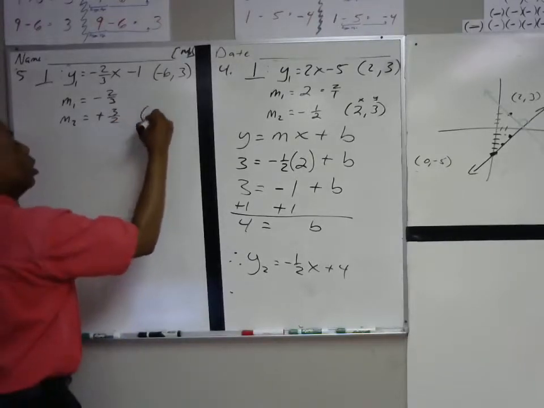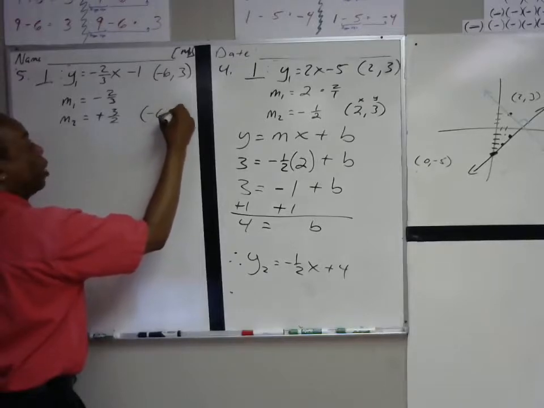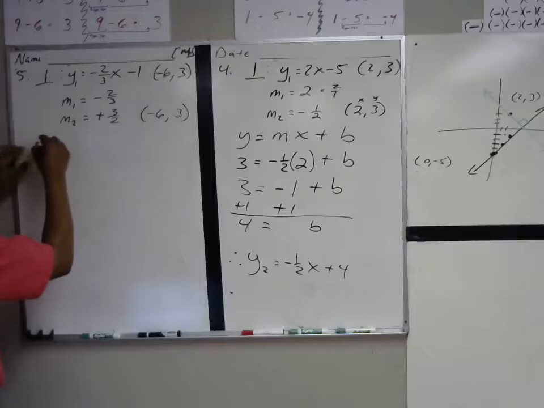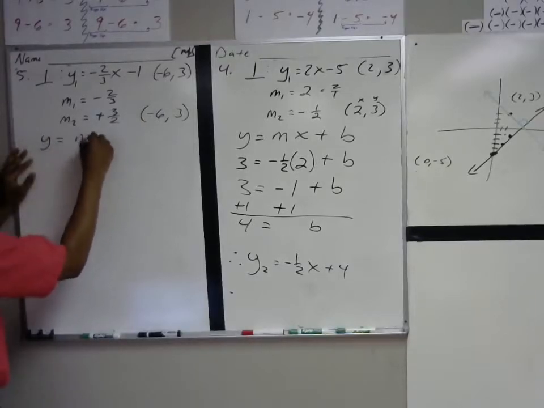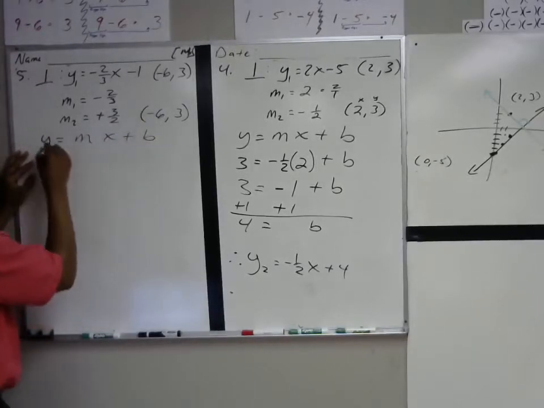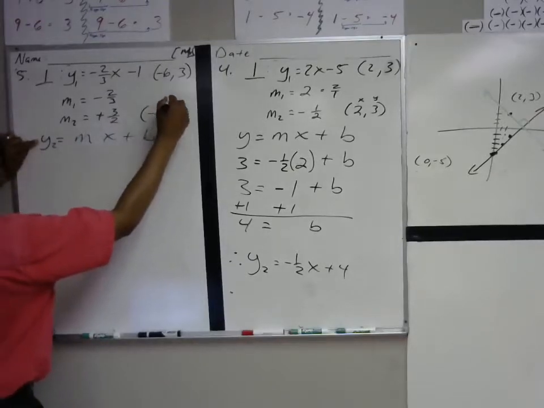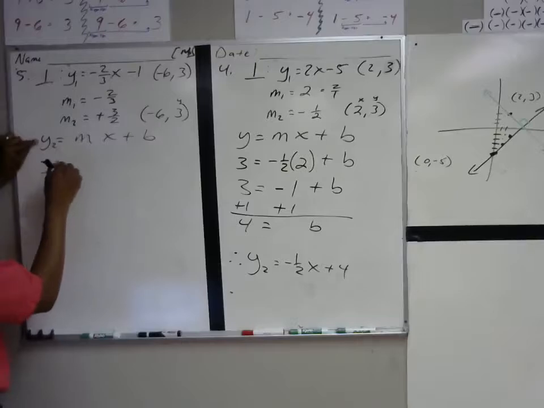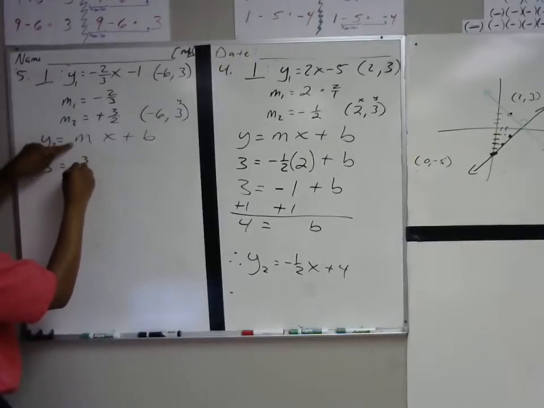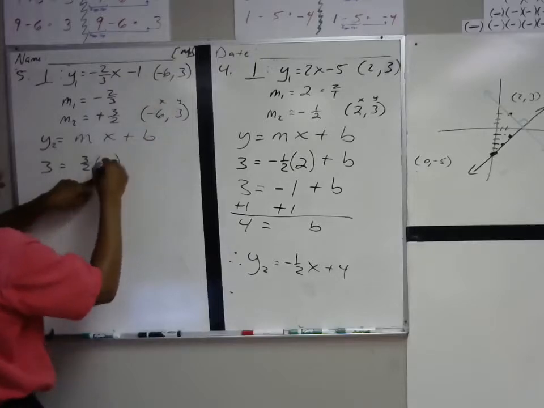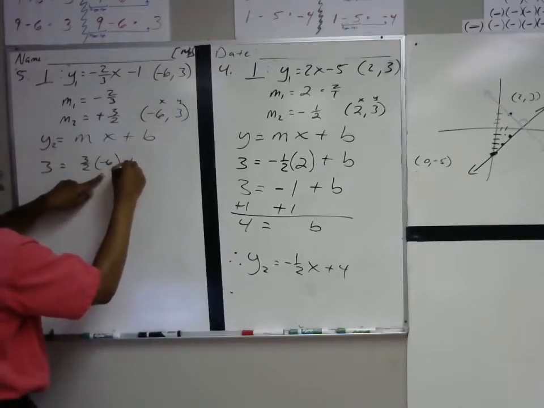And the line will also have the point negative 6, 3. So using these two, we're going to create a second line. Y equals mx plus b. Again, this is the second line. So y is going to be the 3 here. The slope is going to be 3 over 2. The x is going to be negative 6, and then plus b.